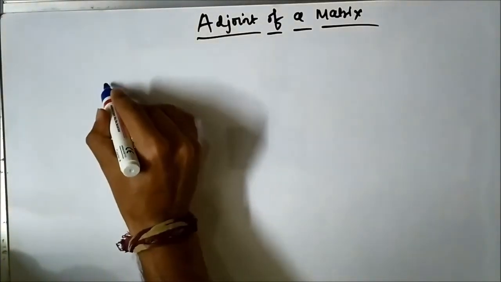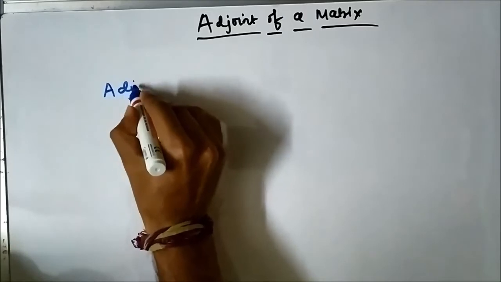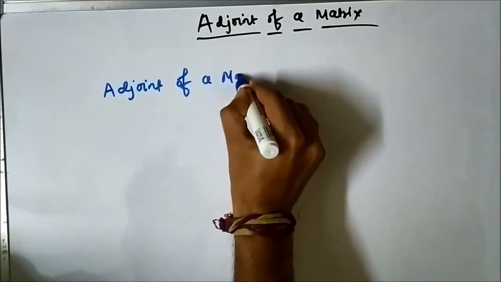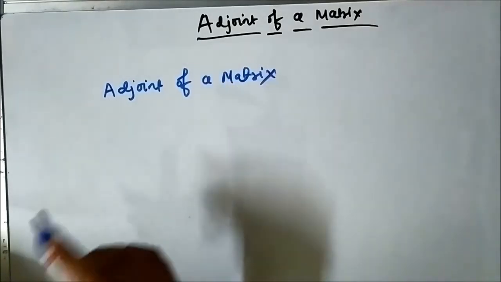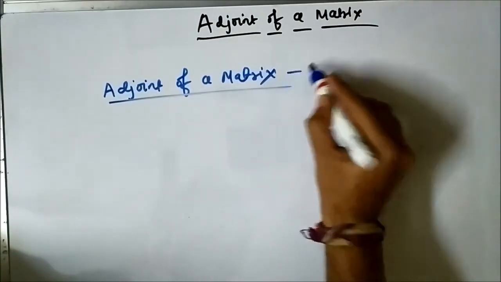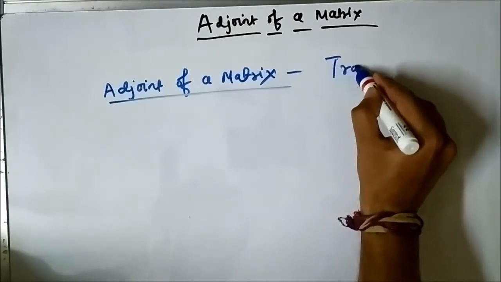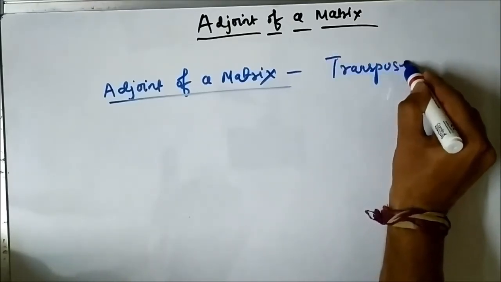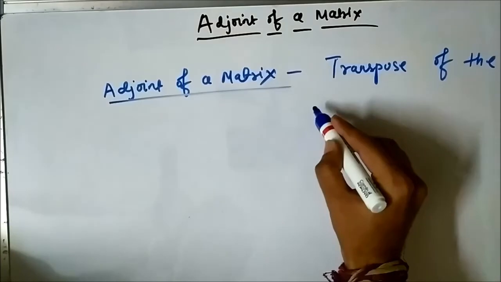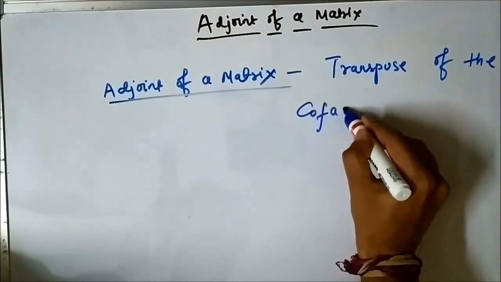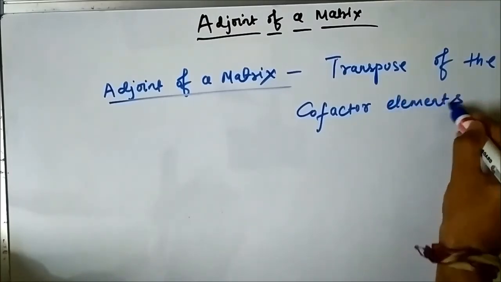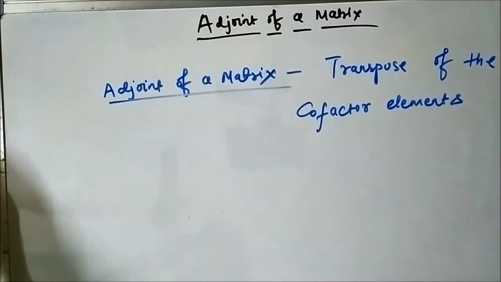So what is the adjoint of a matrix? The adjoint of a matrix is actually the transpose of the cofactors. Cofactor elements. It is the transpose of the cofactor elements.